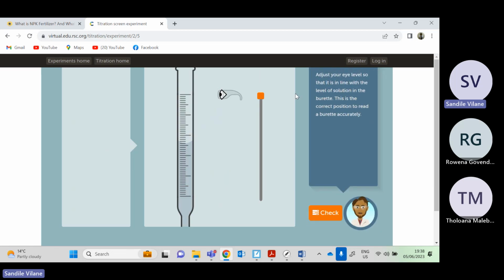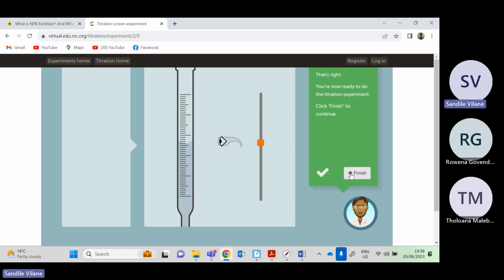Now to read, adjust the eye level so that it is in line with the level of the solution in the burette. This is the correct position to read the burette accurately. Your eye level must be right about the bottom of the meniscus. Okay, let's check that. Good, you are ready to do the titration experiment.